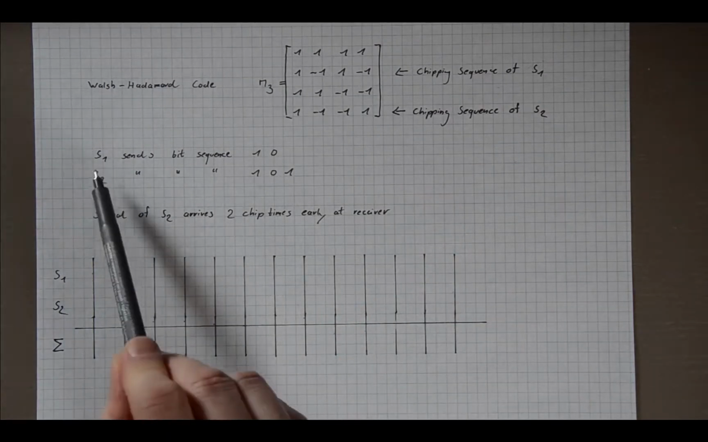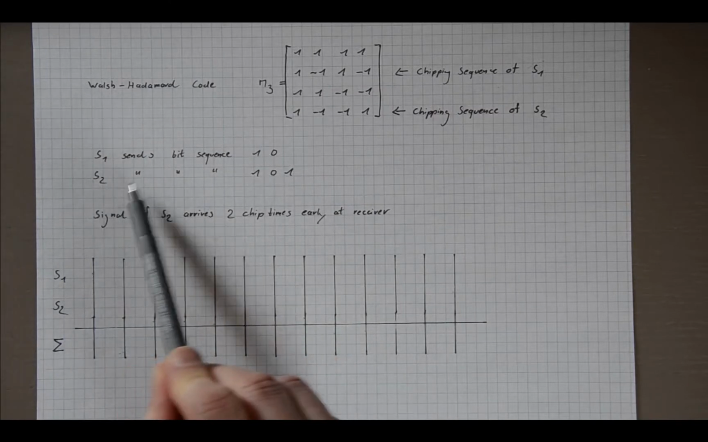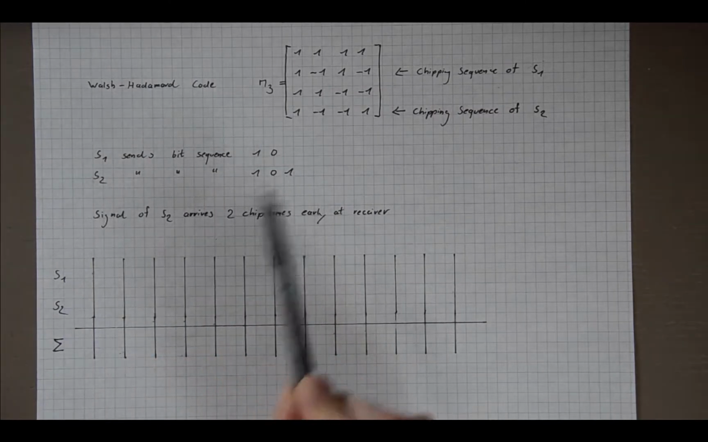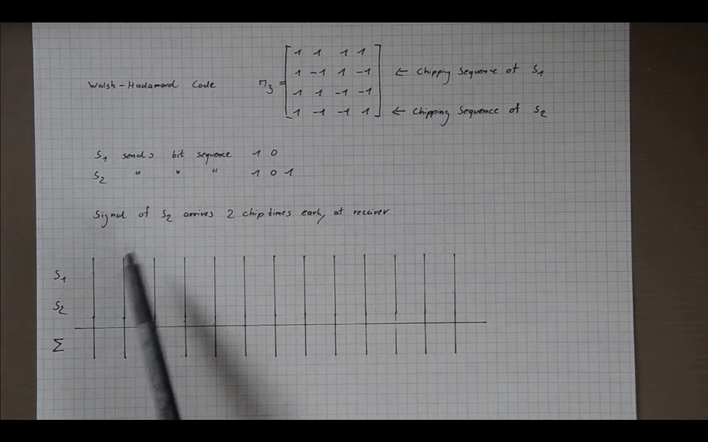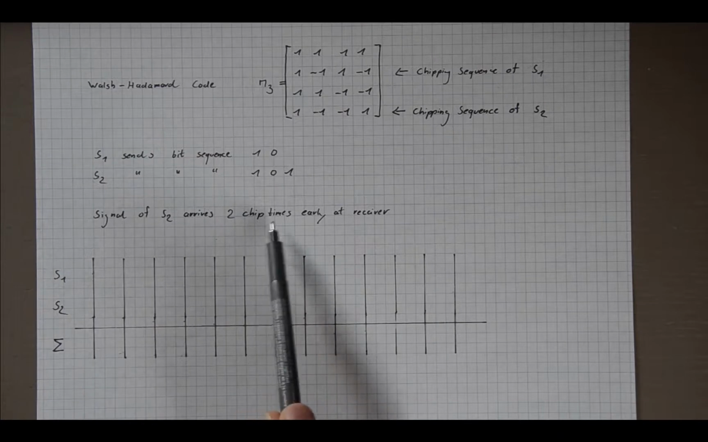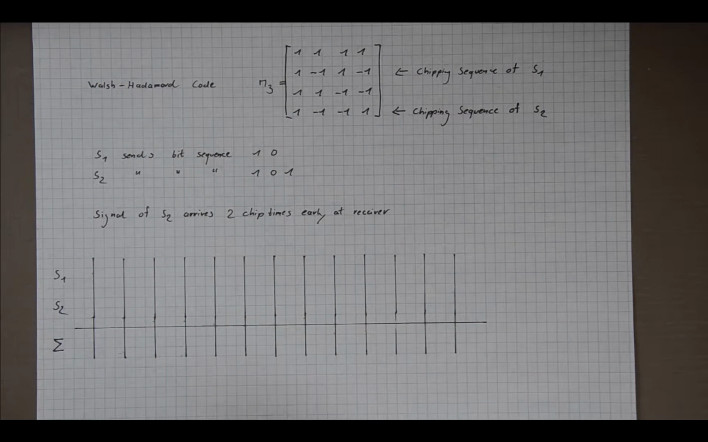We assume that sender S1 wants to send a bit sequence 1, 0. And sender S2 wants to send a bit sequence 1, 0, 1. Now I've already said that the senders S1 and S2 are not really synchronized, such that their chip sequences arrive at the receiver side at different times. So we assume that the signal of S2 arrives 2 chip times earlier at the receiver than the chipping sequence of S1. That means S2 is 2 chip times ahead of the sender S1.